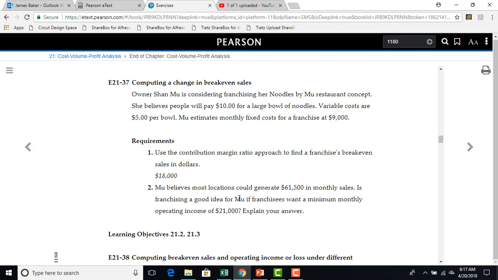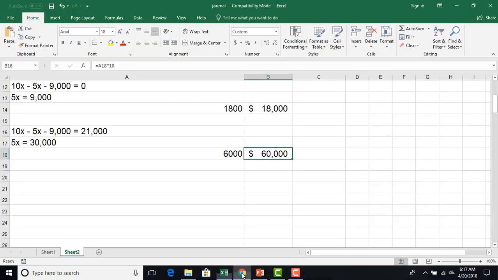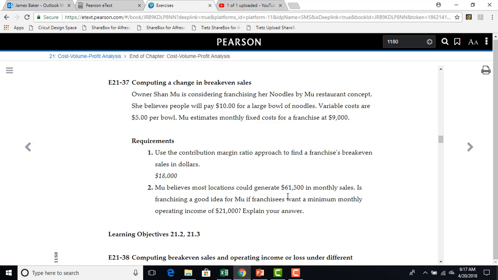Moo believes that most locations could generate $61,500 in monthly sales. So if they want their operating income to be $21,000, which we just calculated, they could get to that $21,000 by having sales of $60,000. And Moo's saying that they should expect to have sales of $61,500. Well, that number's greater, right? She's expecting their sales to be higher than what their required sales would be. So I would say yes, franchising is a good idea, because she expects their monthly sales to be higher than what their required monthly sales would be to earn that operating income of $21,000.